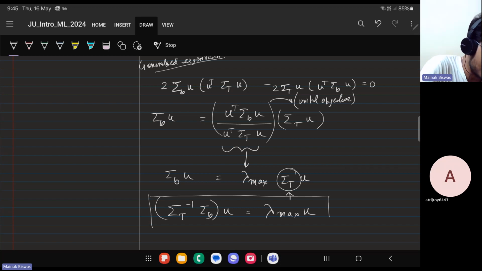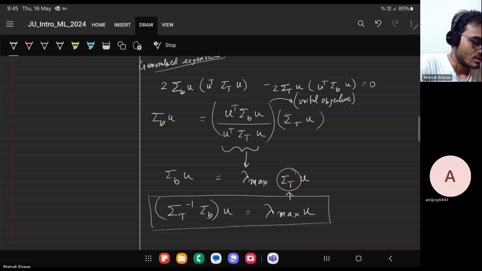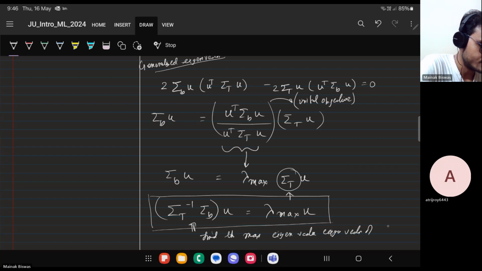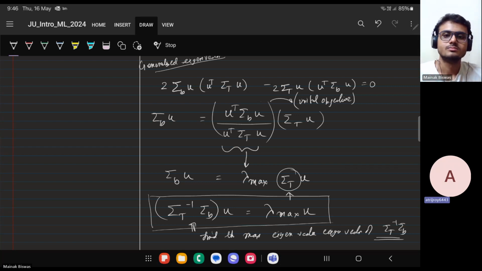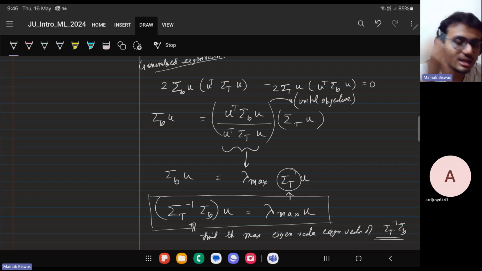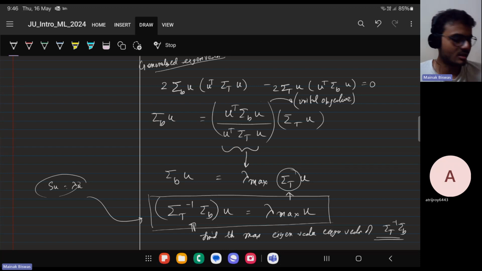Sigma t inverse sigma b u is equal to lambda max u. See again, if I want to maximize it, I find the maximum eigenvalue of this, yes or no? Okay. Yes. So instead of solving A u equal to lambda u, this became a generalized eigenvalue problem where you have the same S's divided into two B's.